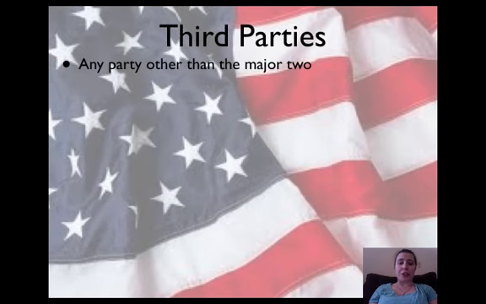Now, third parties are political parties that exist outside of the major two. This would include the Green Party, Libertarian Party, and the Tea Party, although we often think that the Tea Party is really just a subset of the Republican Party. Typically, third-party candidates will be registered as independents, but sometimes will caucus with either the Republican or Democrat Party if they are on the national level in Congress so they can have a louder voice.